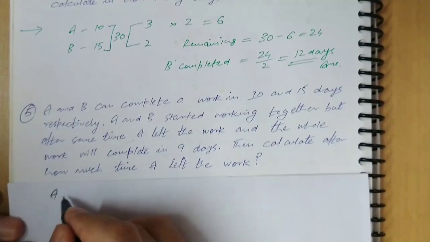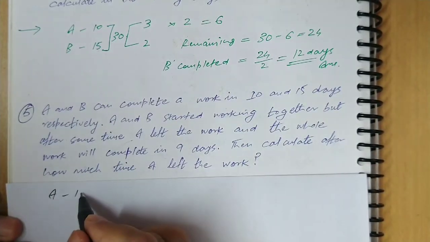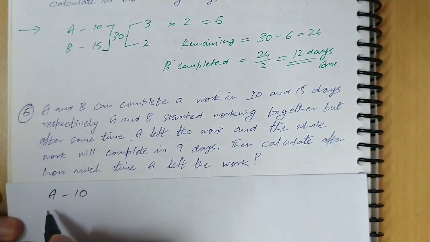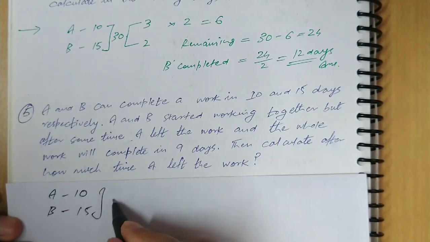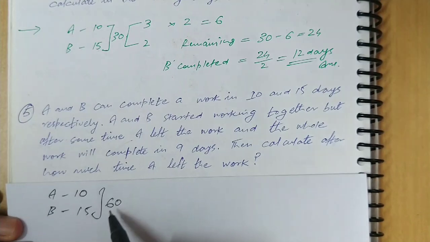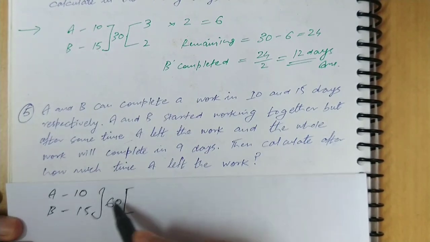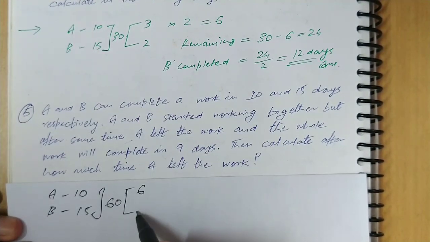So we'll quickly take the LCM. A can complete it in 10 days. B completes the work in 15 days. We take the LCM, which is 60. This is our total work. 60 divided by 10, 6. 60 divided by 15, we get 4.